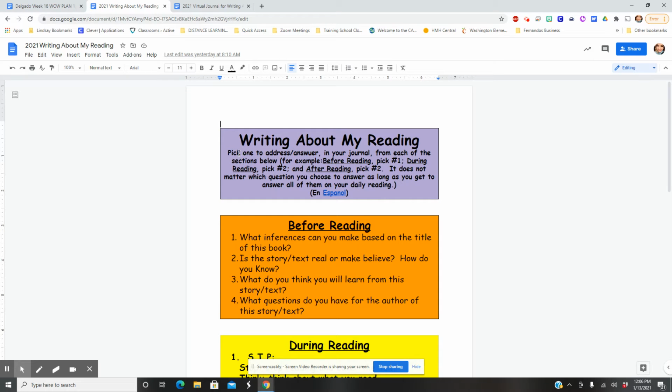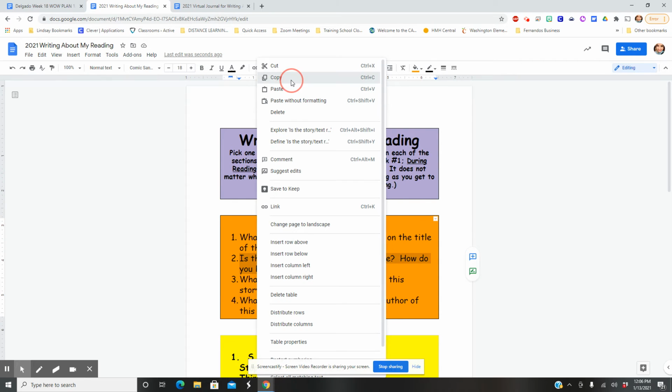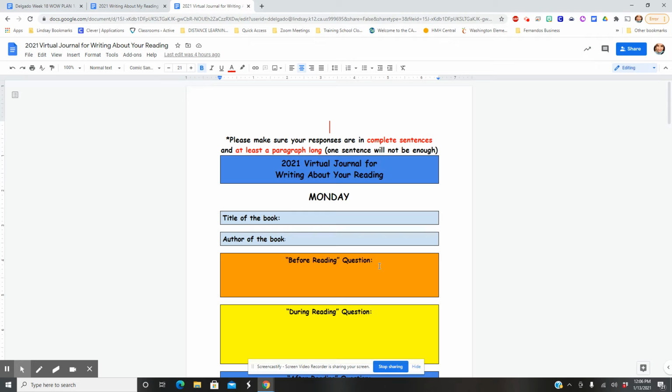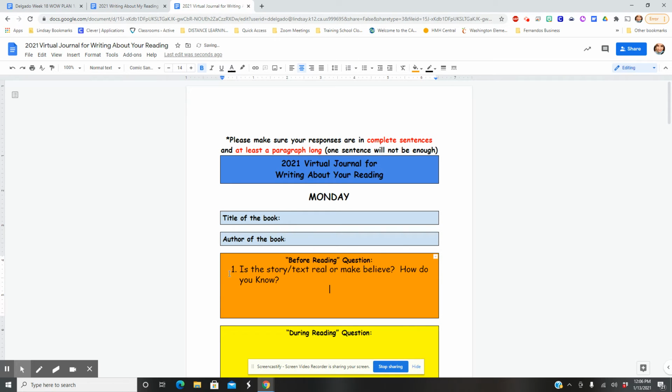It says here the directions: pick one to address or answer in your journal from each of the sections below. For example, before reading, pick number one. That's telling you to pick this one. You don't necessarily have to do this one, I'm just saying an example. So what I usually do is copy, go to my virtual journal, paste, and now I have my question that I'm going to answer.